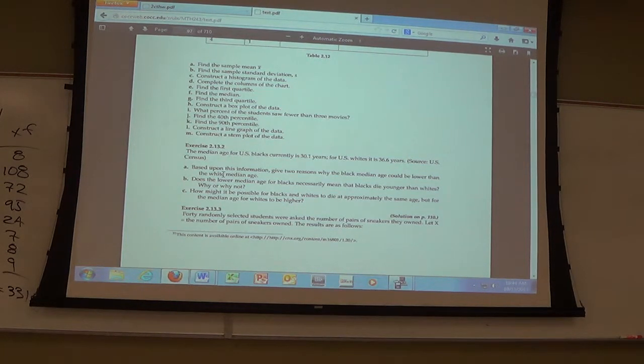I don't know if this is correct. It said give a reason why it might be the case. That's what I said. I said at this snapshot in time, maybe there are more young African Americans than there are Caucasian Americans. There might also be fewer African Americans in general.